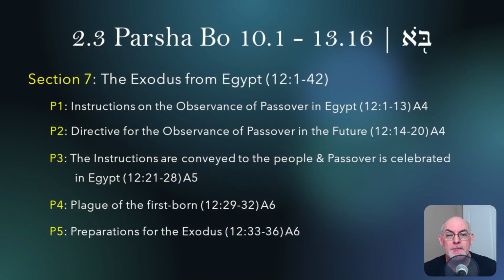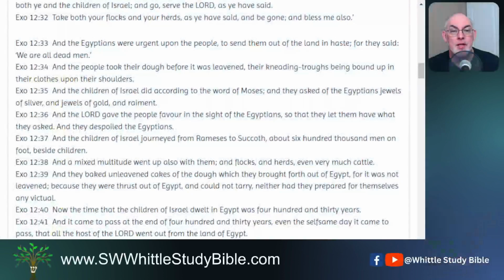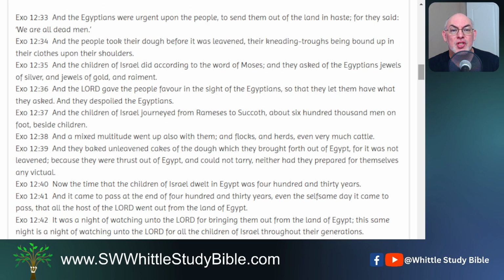So preparations for the Exodus, once more, that's chapter 12, verse 33 through 36. Again, this is in Aliyah 6. Let's read verse 33 and 36. Verse 33 says, "And the Egyptians were urging upon the people to send them out of the land in haste, for they said, 'We are all dead men.'"